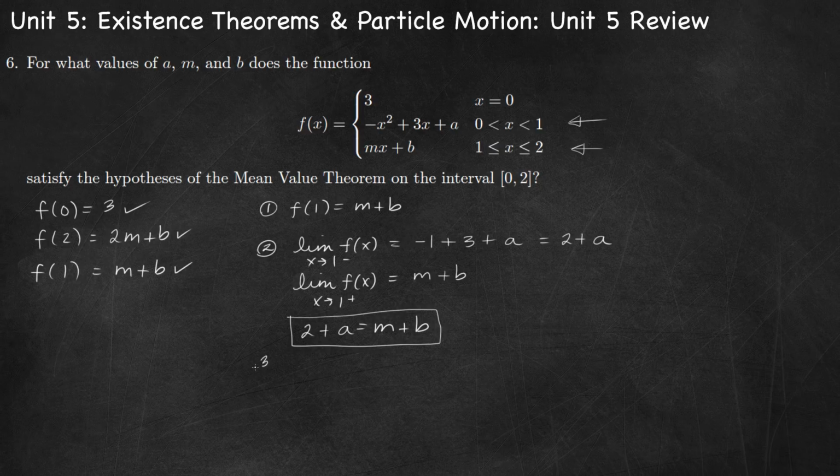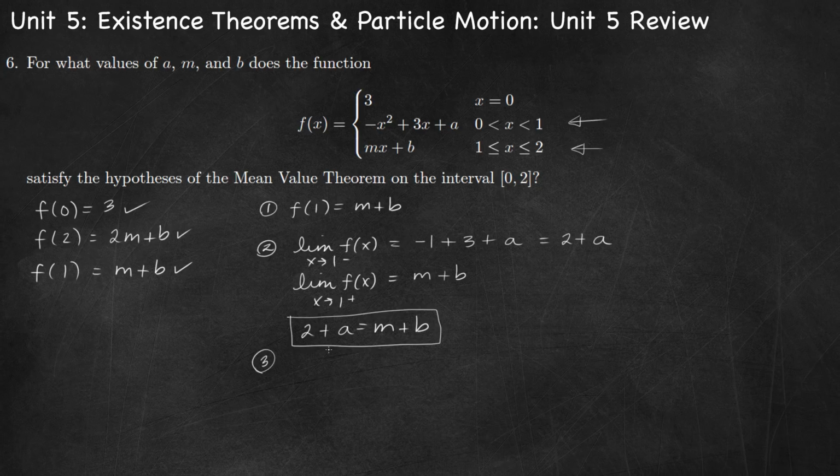And then for continuity, the third thing you check is that the limit is equal to f of 1. So we already have that set up as well. Because f of 1 is m plus b. Our limit is either 2 plus a or m plus b. We can say it either way. They're both equal to each other. So setting them equal to each other just, again, gives us 2 plus a equals m plus b. So that has to be true in order for f to be continuous on our closed interval from 0 to 2.